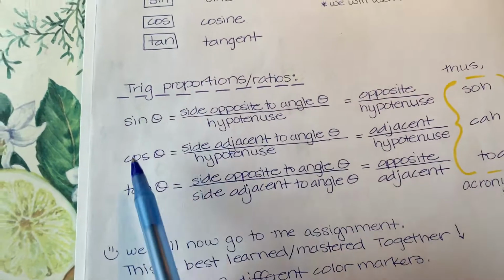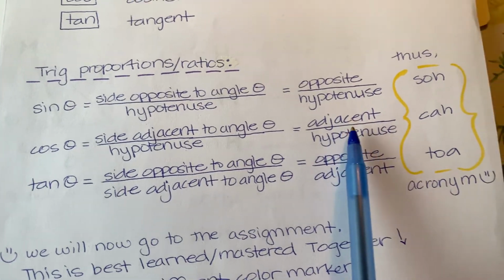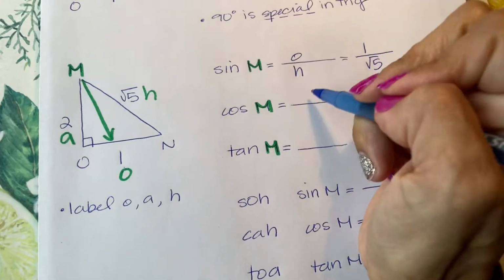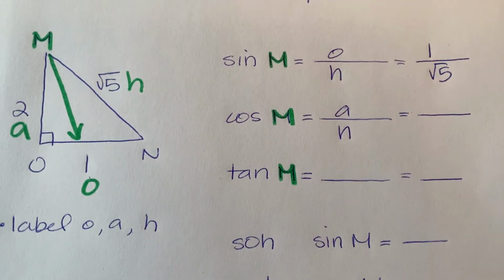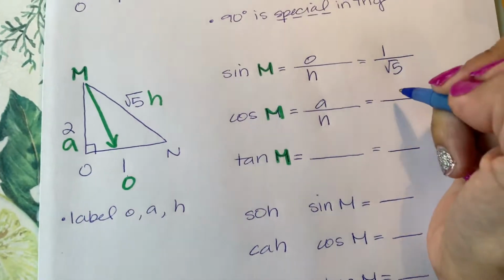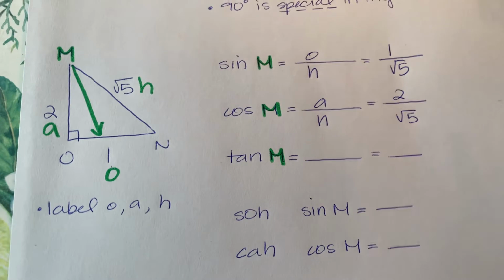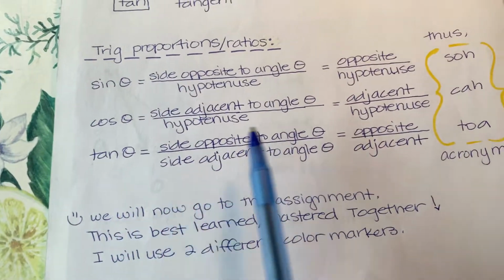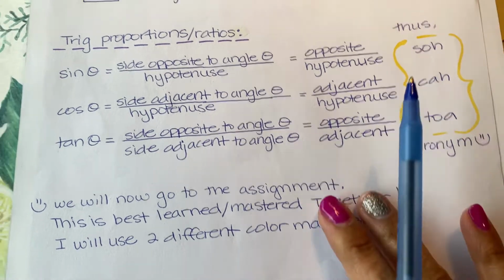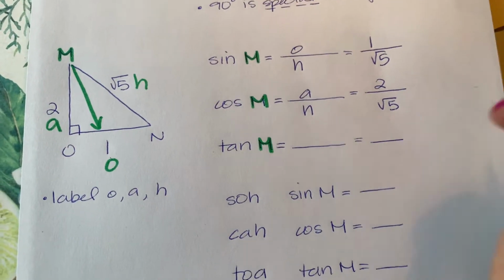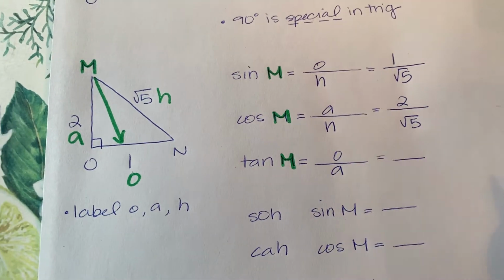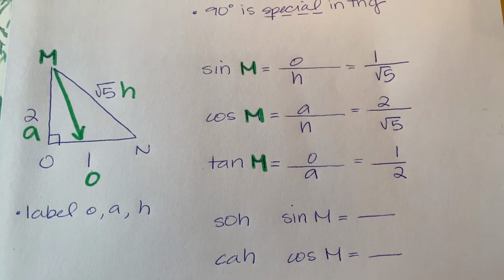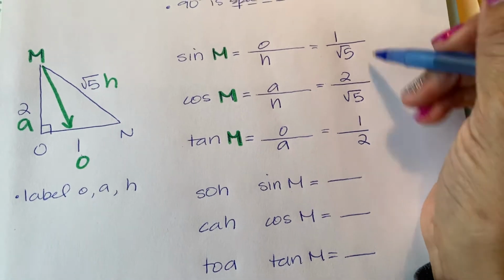Cosine theta is adjacent over hypotenuse. Adjacent is 2, hypotenuse is rad 5. Tangent of theta is opposite over adjacent. So opposite over adjacent, 1 over 2. That's it. Those are your answers right here.